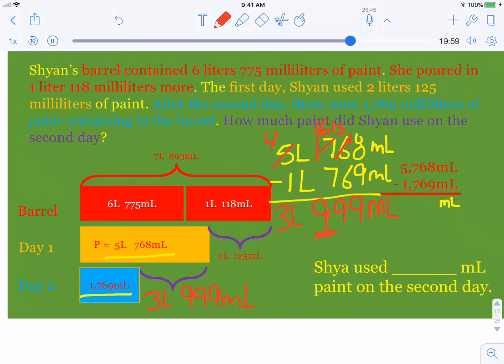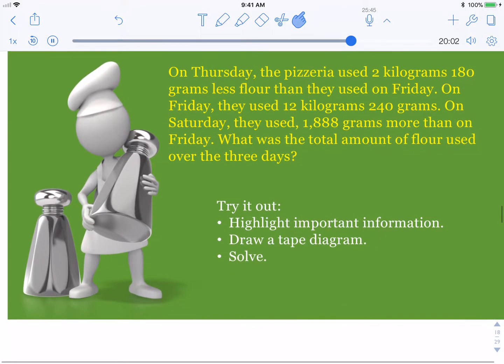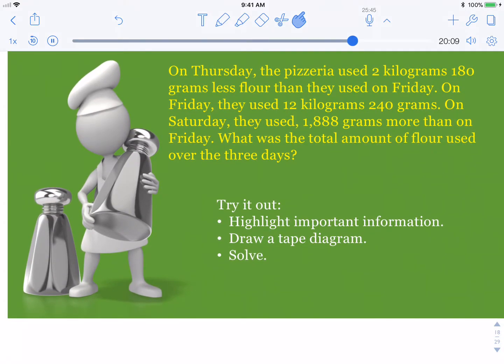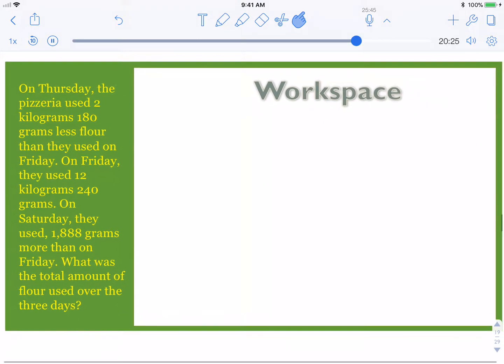Okay, on Thursday, the pizzeria used 2 kilograms, 180 grams less flour than they used on Friday. On Friday, they used 12 kilograms, 240 grams. On Saturday, they used 1,888 grams more than on Friday. What was the total amount of flour used over the 3 days? Try it out. Highlight important information, draw a tape diagram, and then solve. Okay, here's your workspace. Go ahead, pause, highlight the important information, draw your tape diagram, and then solve it.